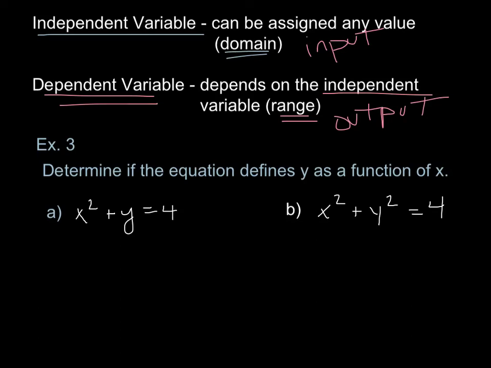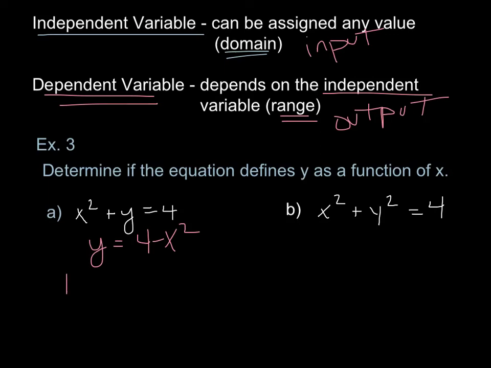So in example 3, we want to look at these equations and decide, do these equations define y as a function of x? Meaning the y values are dependent on the x values, and if I put in one x, I'm only going to get one y. Okay? So to do that, we're going to solve the equation for y. So if we look at example A here, and I solve for y, I'd have y equals 4 minus x squared. So the question is, is there any way that I can put in one value of x and get two different y values? Okay? And in this case, the answer is no.